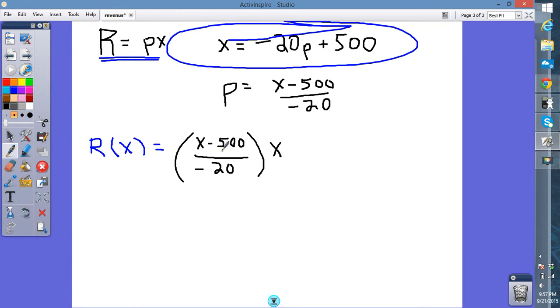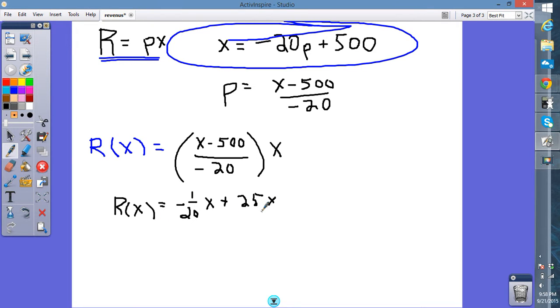Let's break apart this piece into a fraction. Basically, what you're going to get is 1 over negative 20 x squared. Negative divided by negative is a positive. 500 divided by 20, you're going to get 25x. So revenue with respect to x, from what I can see, is equal to this function here.